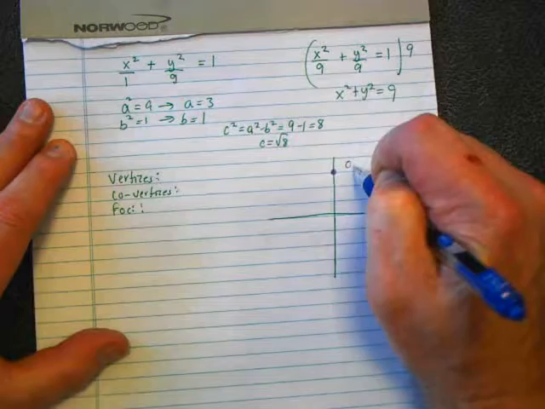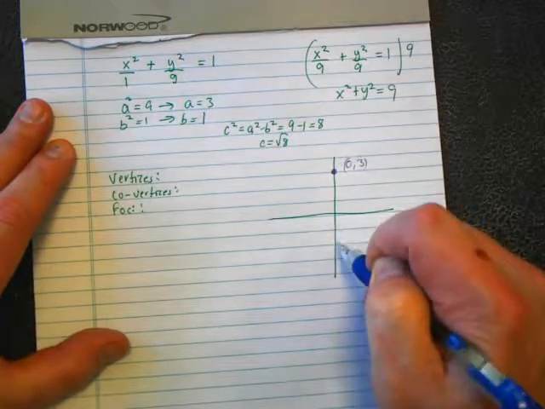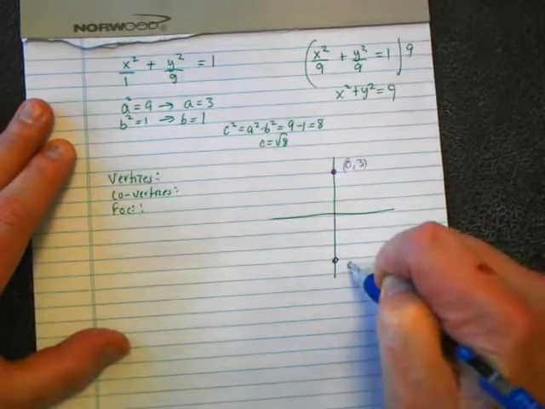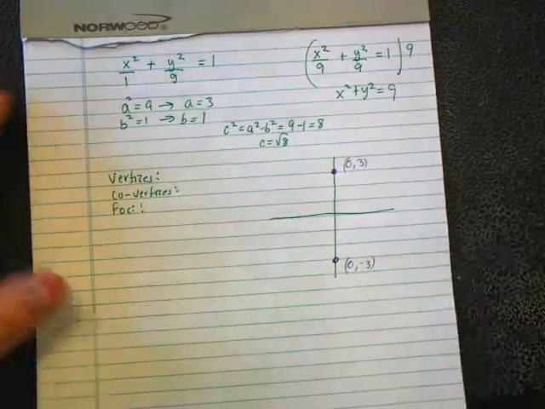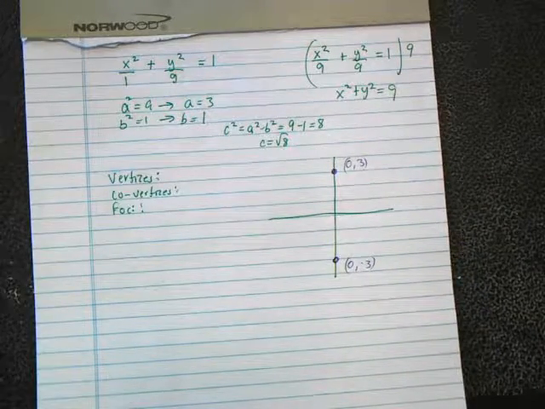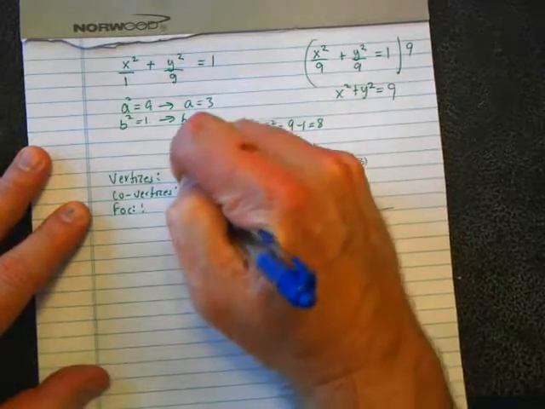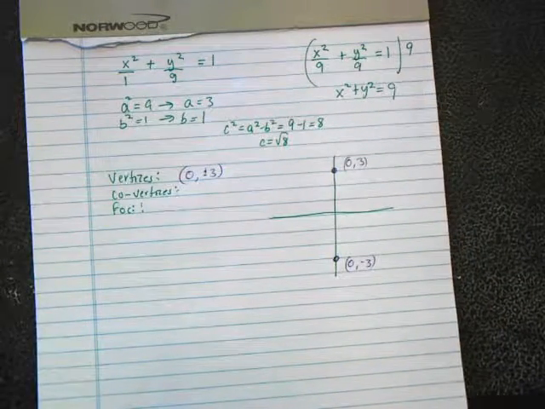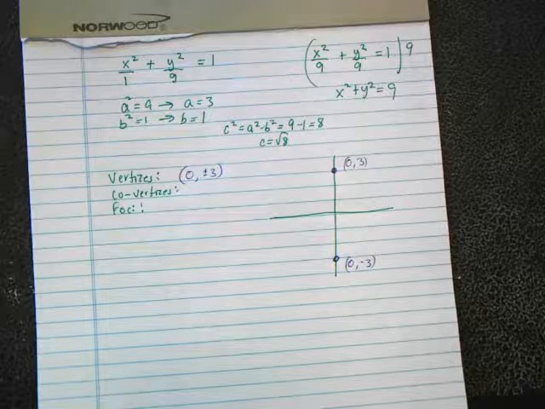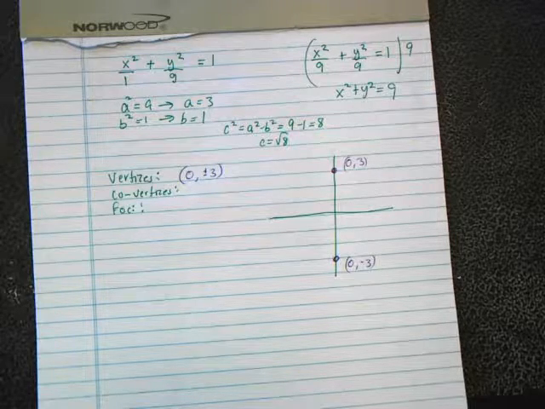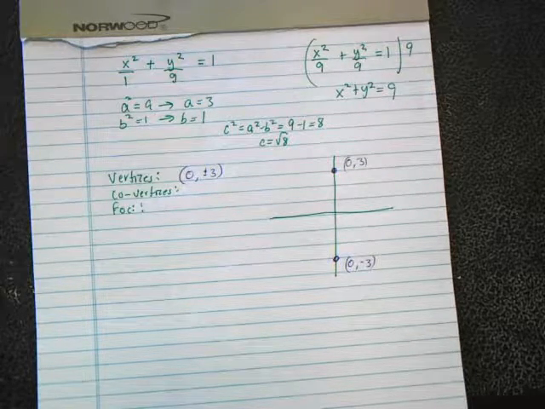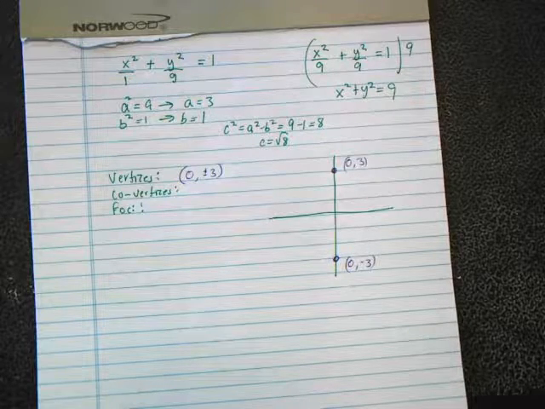The vertices are at 0, 3 and 0, negative 3 because the A number is 3 and this one's going up and down. This one's tall. Sometimes we get lazy and we write vertices this way: 0, comma, plus or minus 3. Instead of writing two of them, we write it that way. If you want to be a little lazy, you can.